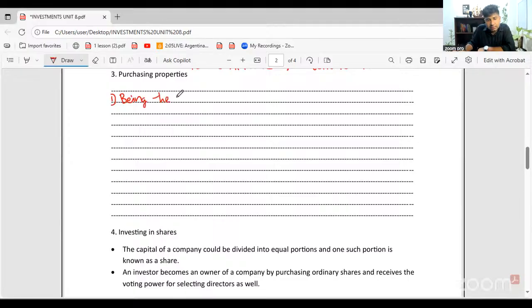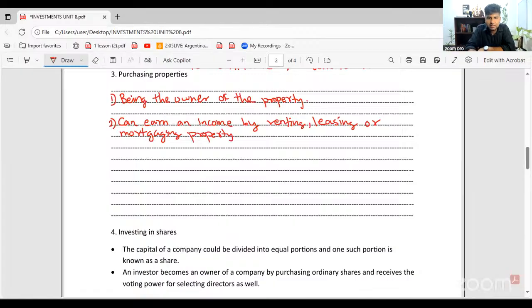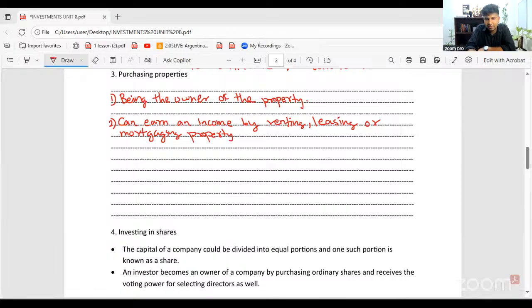Being the owner of the property. Then number two, can earn an income by renting, leasing, or mortgaging property. Renting and leasing are both like giving on rent only. You may not understand the difference now; when you go for A levels, you will learn the difference between these things.